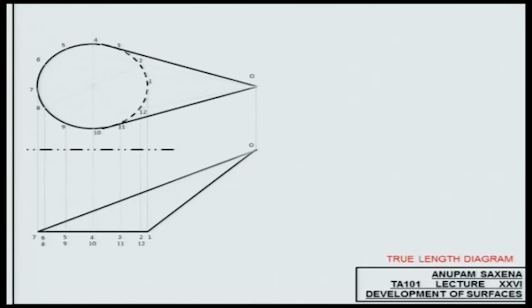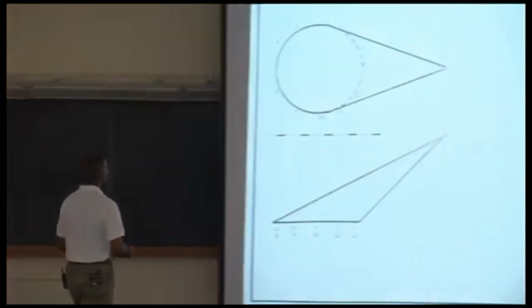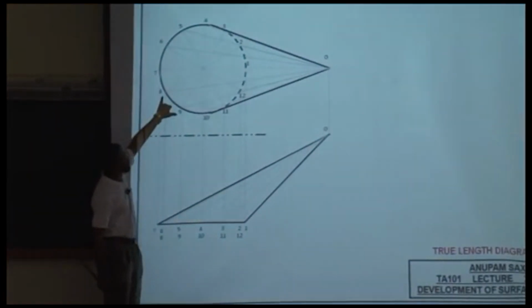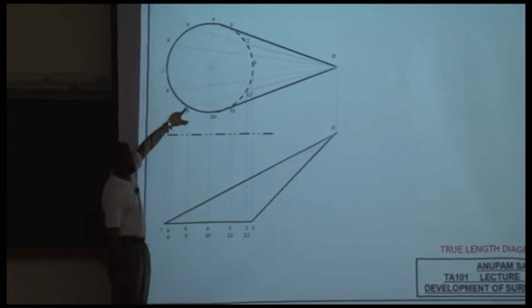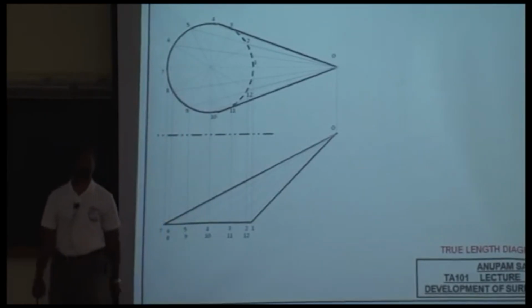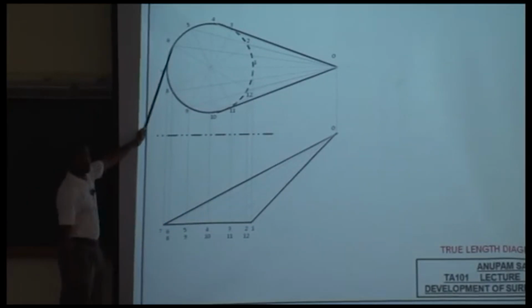So we will be needing a true length diagram to figure out the true lengths of these edges: 0,1, 0,2, 0,3 up till 0,12, and of course 1,2, 3,4, 5,6, 7,8, and so on and so forth. Now look at this segment here, 8,9, not the arc but the line segment. Would that be in true length? How about 6,7? Would this be in true length?